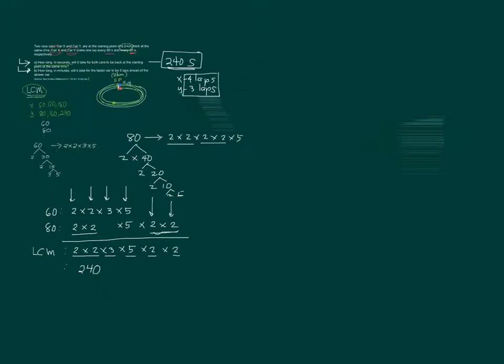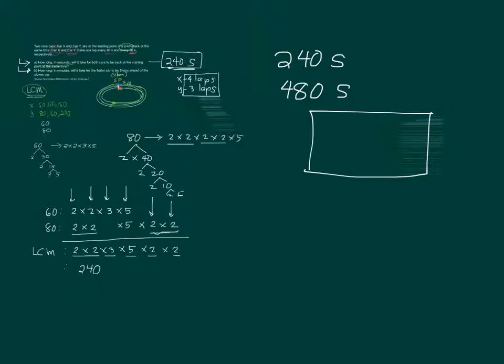So the first time after the starting point that they will be at the starting point will be after 240 seconds. And we can now expect that they will be at the starting point again at the same time at 480 seconds. By that time, car X has already traveled 480 divided by 60, 8 laps. And car Y has already traveled 480 divided by 80, and that is 6 laps.